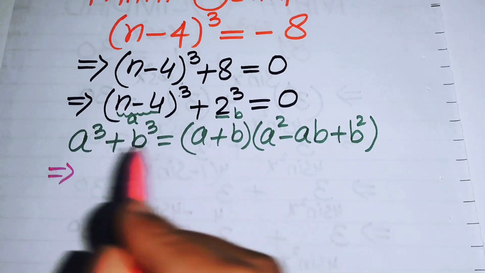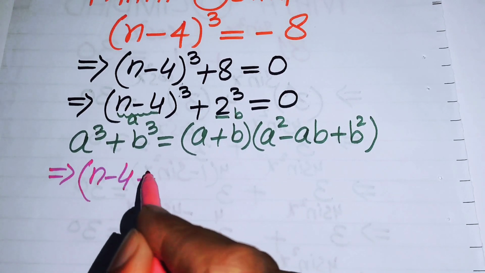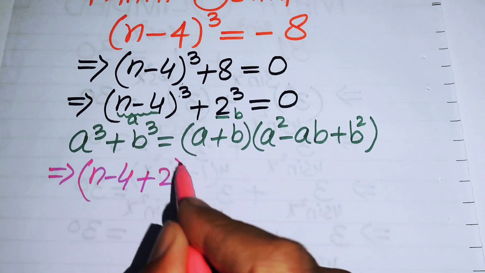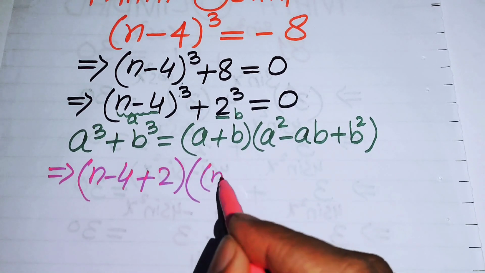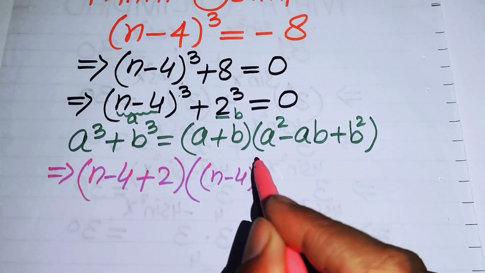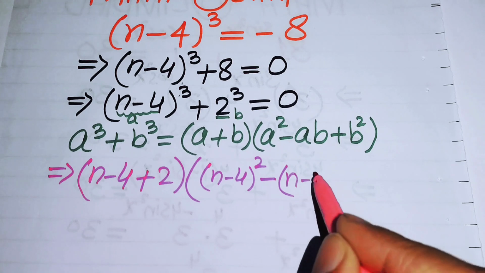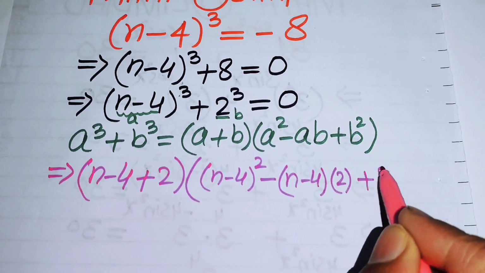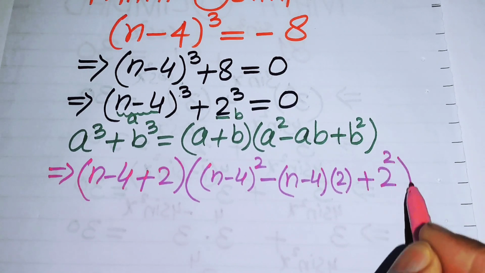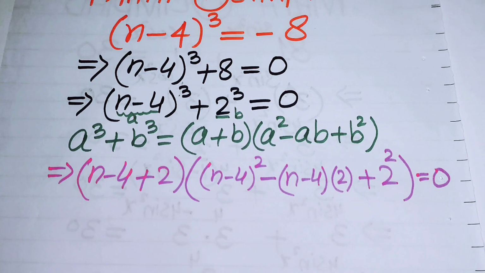So we have a plus b, and the value of a is n minus 4 plus the value of b is 2, times a squared. So our a is (n minus 4) whole squared, minus ab. So our a is n minus 4 and b is 2, and plus b squared. So our b is 2 squared, and this whole equation equals 0.